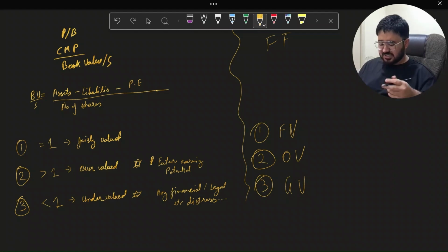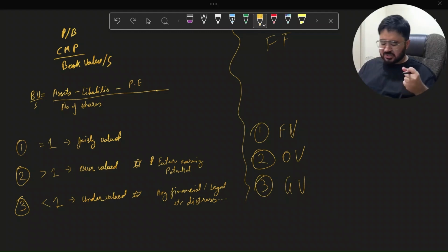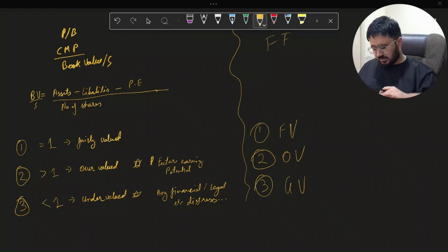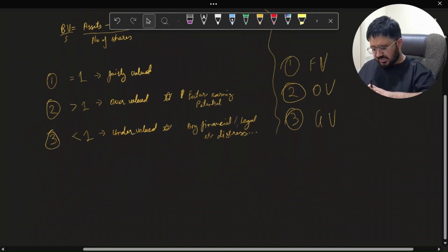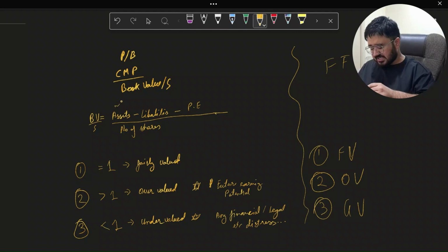I hope this analogy helps you to remember what the price to book value is. Now we will go to where to use it or where to not use it. Let's again see the things that are used in price to book.